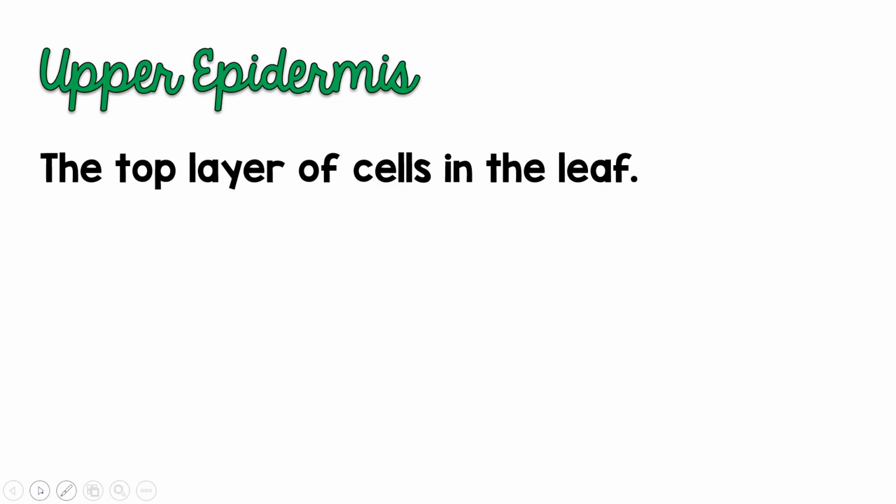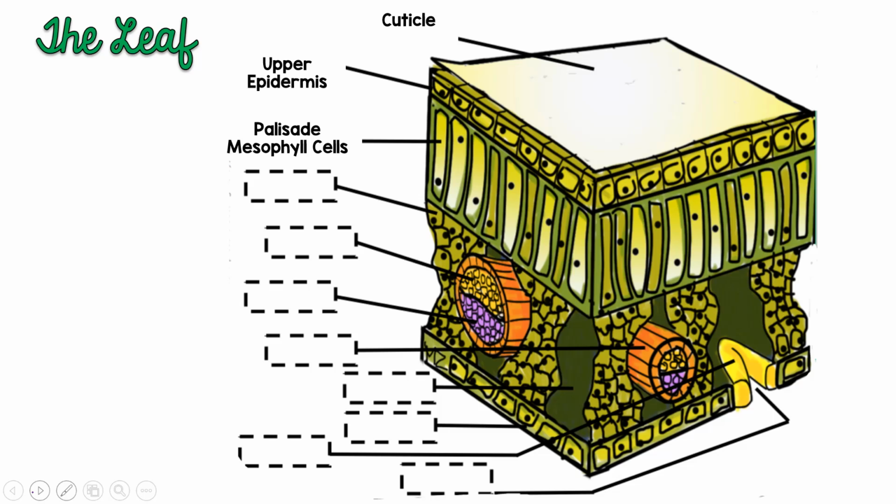At this time, if you're ready to go on, go ahead and let the video continue to play. Otherwise, press pause. The next part of the leaf is called the palisade mesophyll cells. These cells are a very important part of the leaf in that they are going to be the ones that help do photosynthesis.